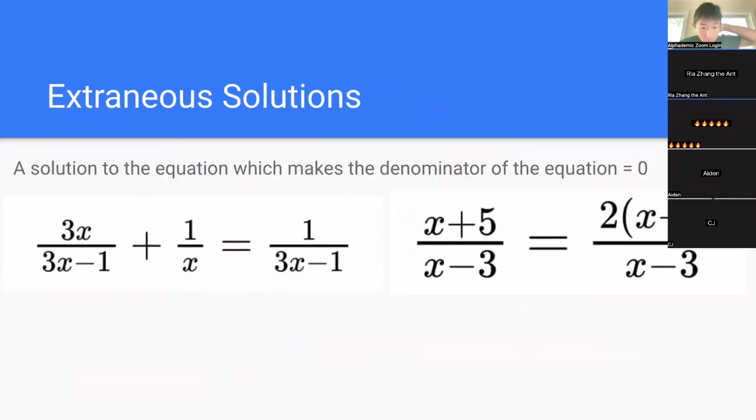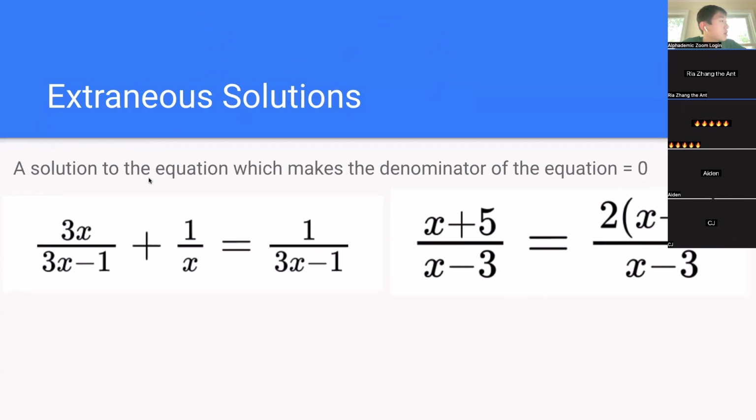All right, now we're going to be talking about extraneous solutions. So what are extraneous solutions? Extraneous solutions are just a solution to the equation which makes the denominator of that equation 0. Because as you know, a fraction can have a numerator of 0, but a fraction cannot have a denominator of 0. That does not work.